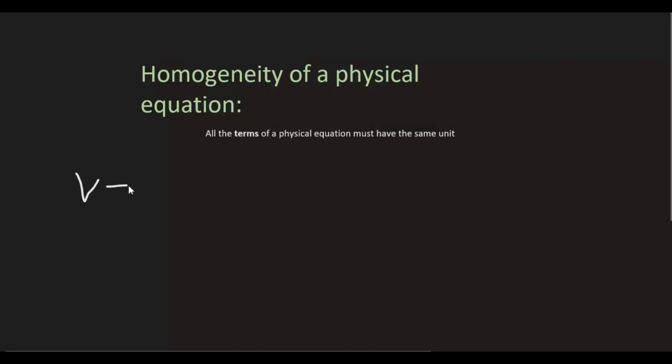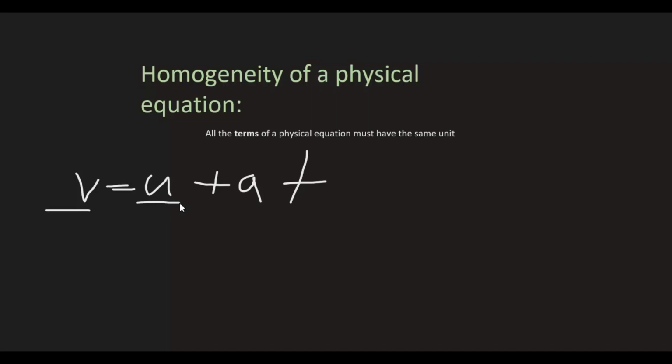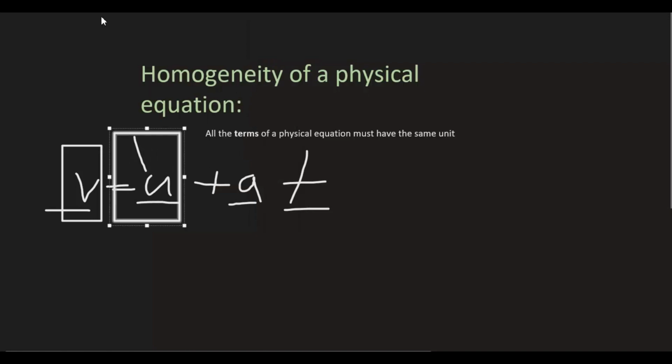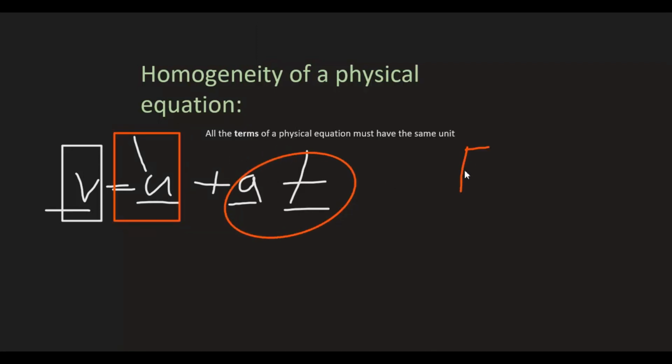For example, we know that V equals U plus AT, right? It's a pretty simple formula where V is the final velocity, U is the initial velocity, A is the constant acceleration, and T is the time, right? So by term, I mean this. This is, for example, one term. This is another term of this equation, and like this, each and every equation has terms. This is another term.